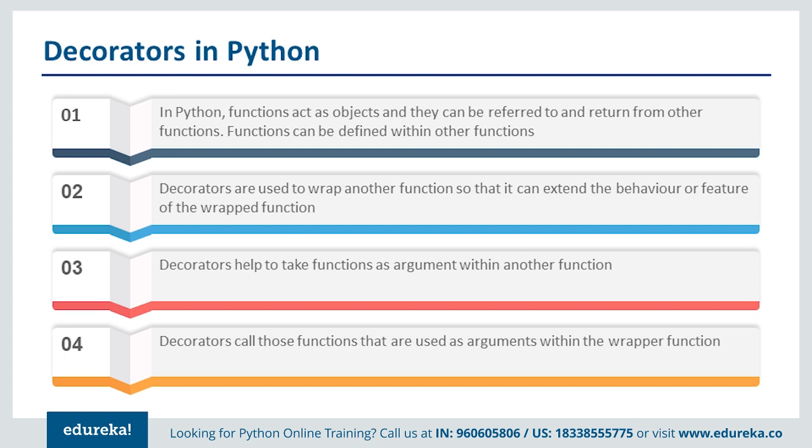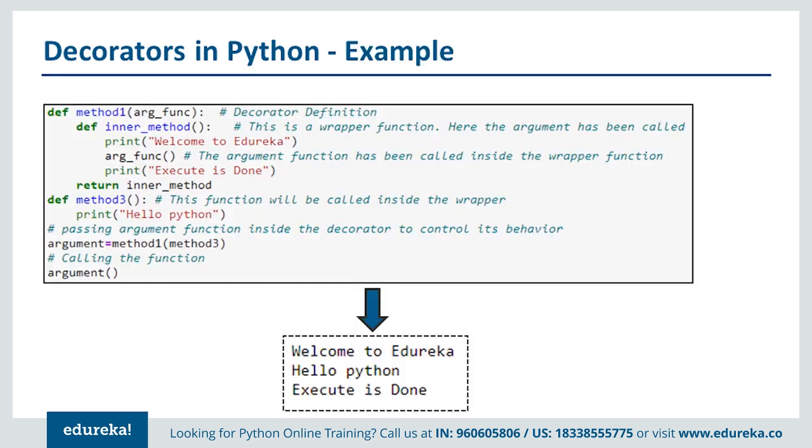So decorators help to take functions as arguments within another function. That's another benefit which we get, that helps us to extend the default functionalities of a function. Decorators call those functions that are used as arguments within the wrapped function. So this is the real purpose of using decorators. Now with a proper example, we will be able to see how it really happens.